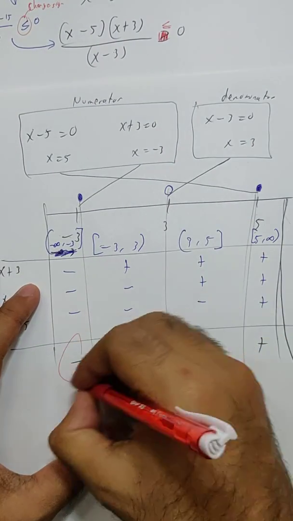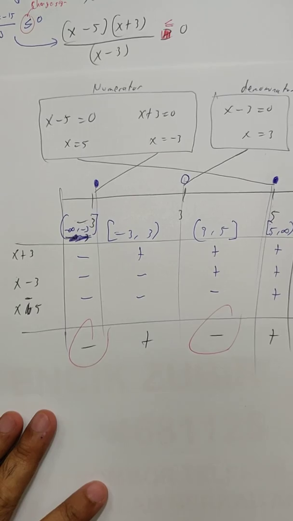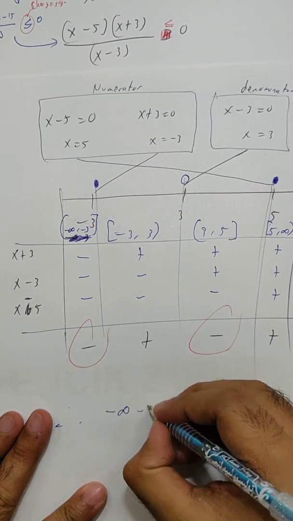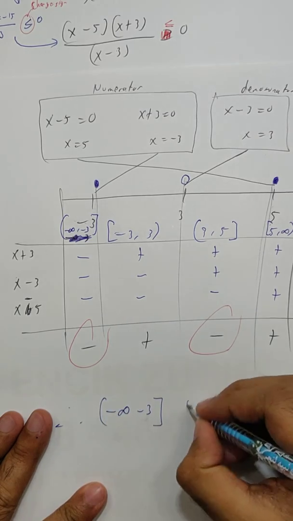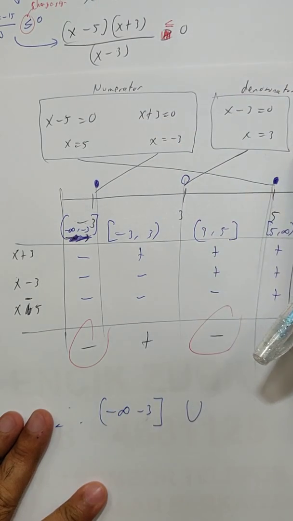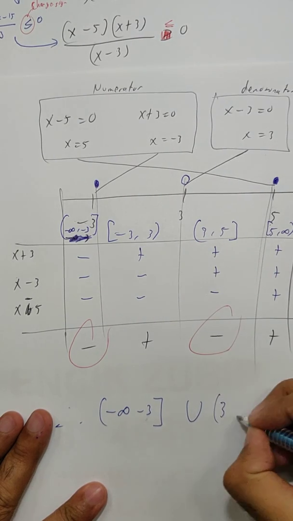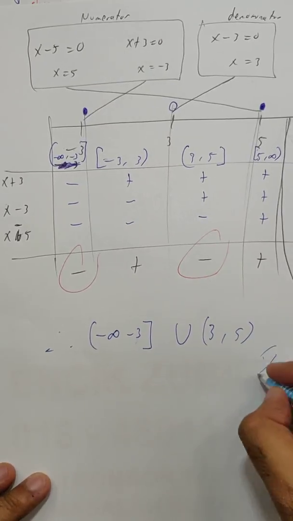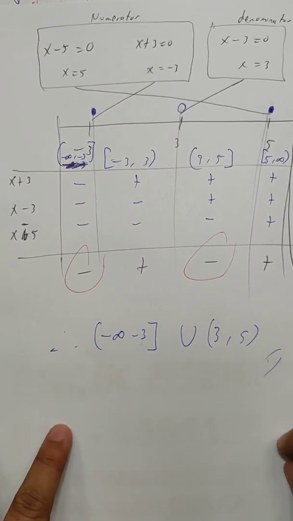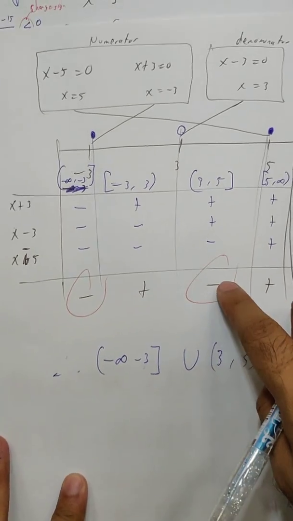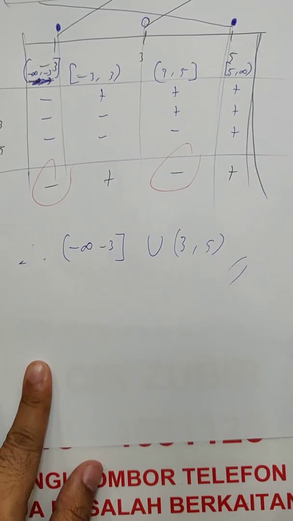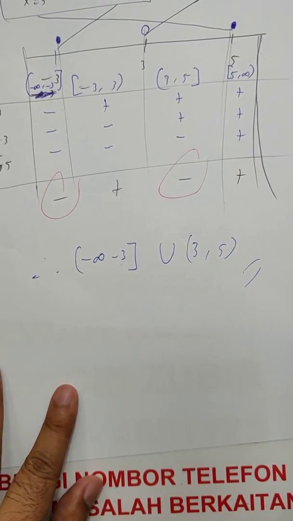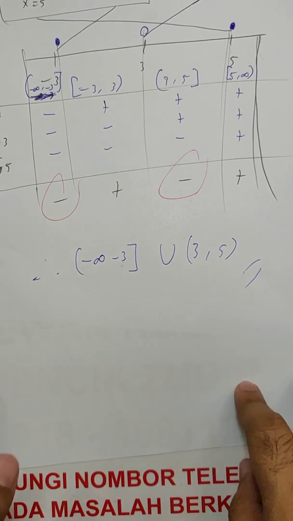So we take less. How do we combine our answers? Negative infinity, negative 3. Union with this one here. Are you guys okay? Understand? Do you want me to repeat them again? Okay. This is the least confusing way.